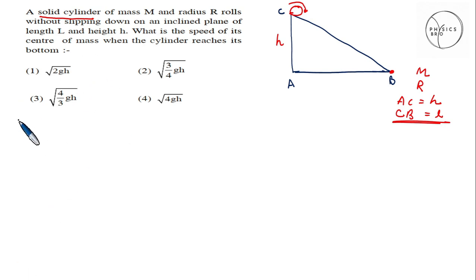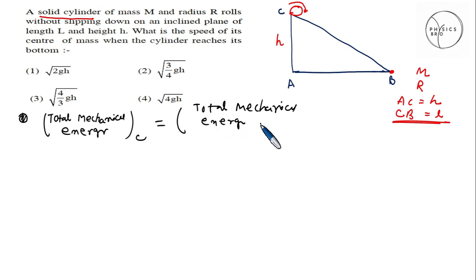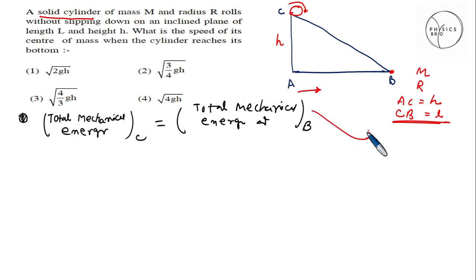So directly we go to the theory, and the theory will help us solve the problem. The theory says that the total mechanical energy at point C is equal to the total mechanical energy at point B. This is called the conservation of mechanical energy.